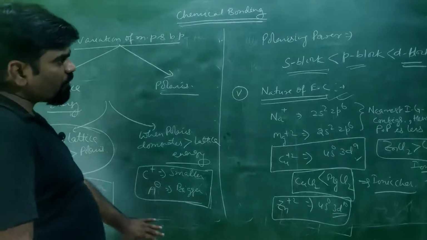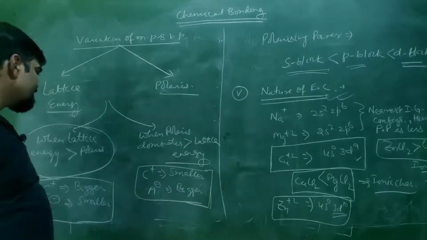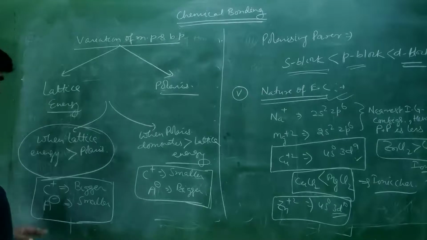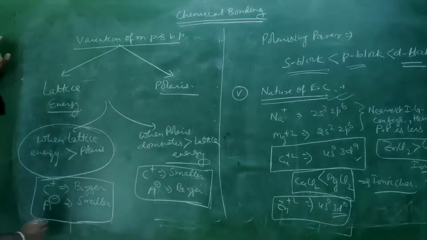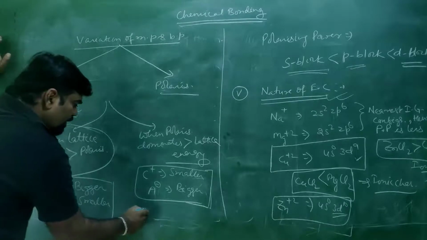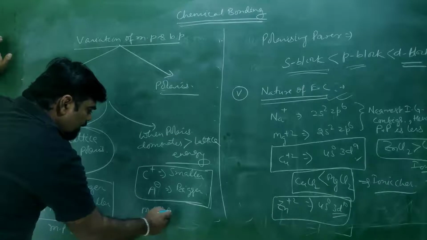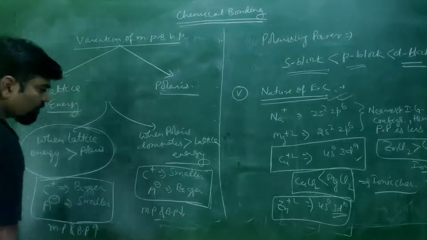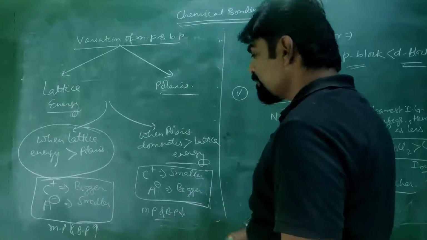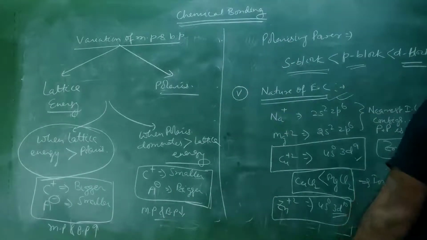When polarization dominates, the melting and boiling point decreases. When lattice energy dominates, the melting and boiling point increases. So in this case the melting point and boiling point increase, and in this case the melting point and boiling point decrease.